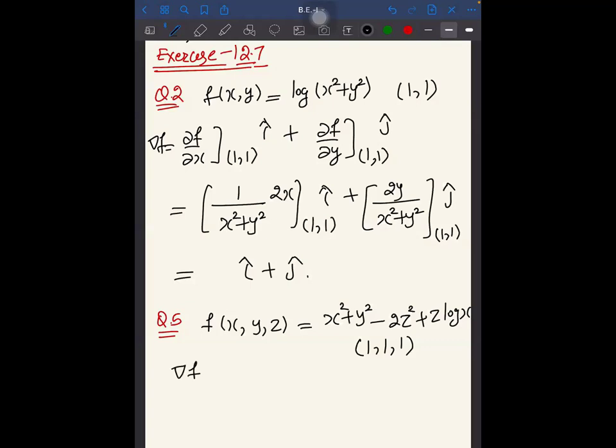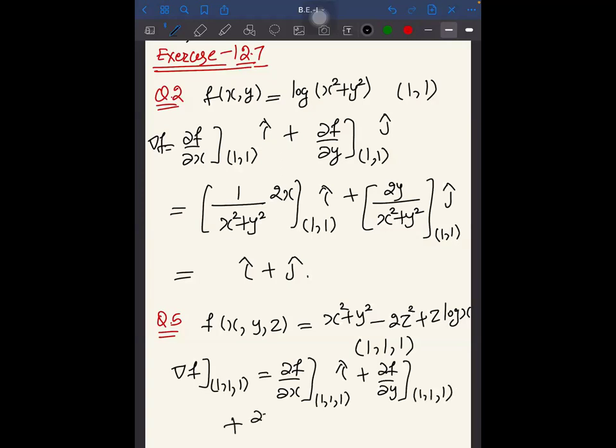So if we want to find out the gradient at point (1, 1, 1), what should be the idea? Curly f upon curly x at (1, 1, 1), curly f upon curly y at (1, 1, 1), and curly f upon curly z at (1, 1, 1). Right? Is it okay? Are you with me? Yes, sir.